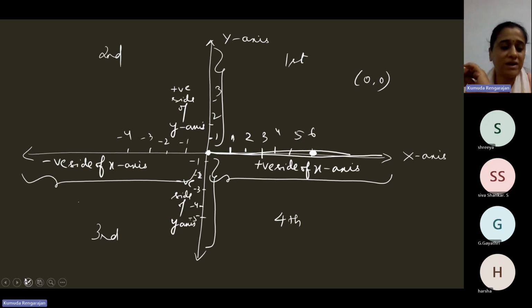Okay, one minute. Let me just do it neatly again. So here, what do we understand from this slide? The four quadrants, positive side of the x-axis, positive side of the y-axis, negative side of the x-axis, negative side of the y-axis. And the point of intersection of the x-axis and the y-axis is called the origin, given by the address 0, 0.